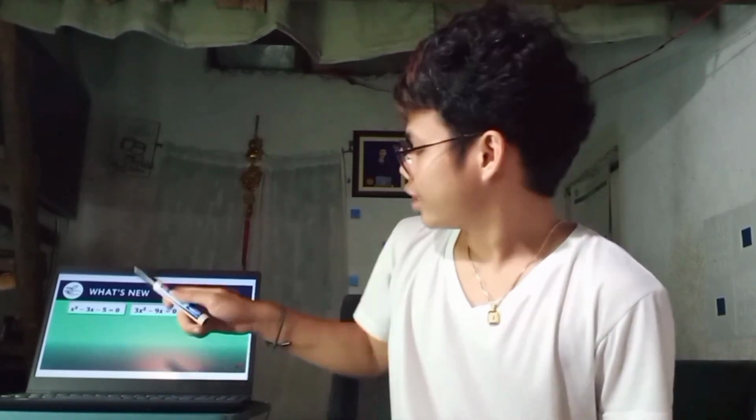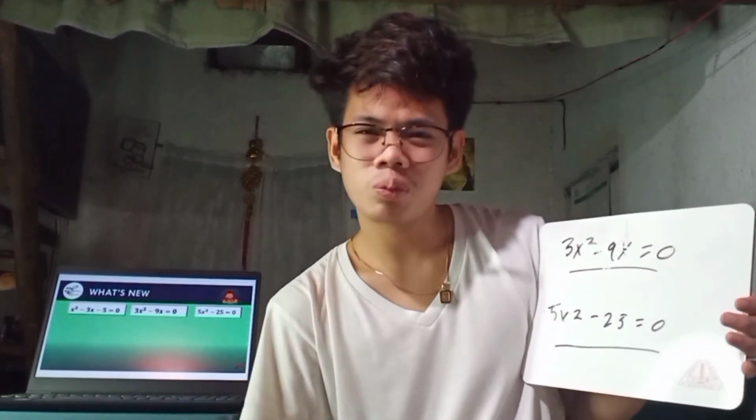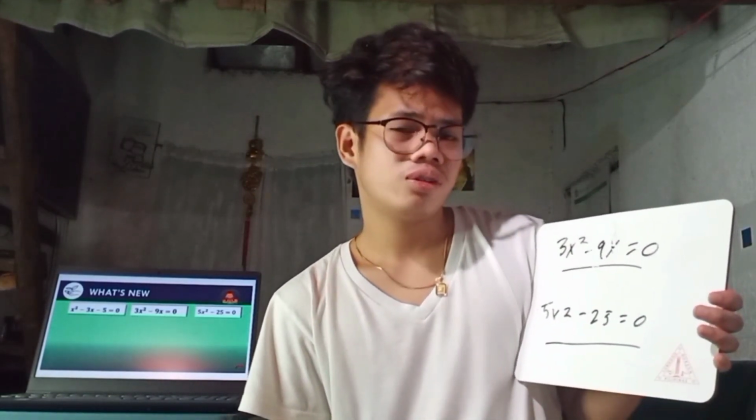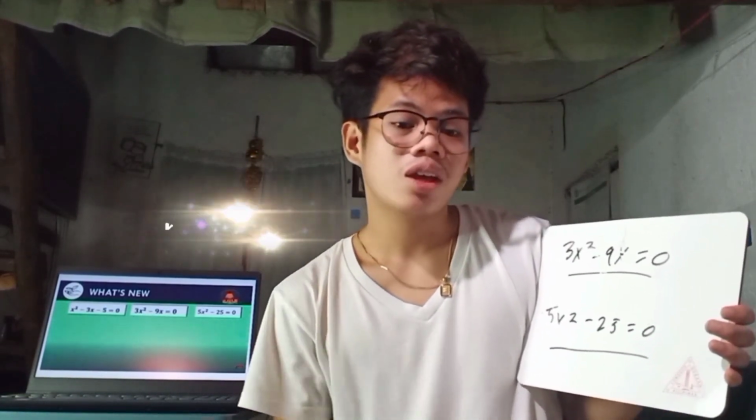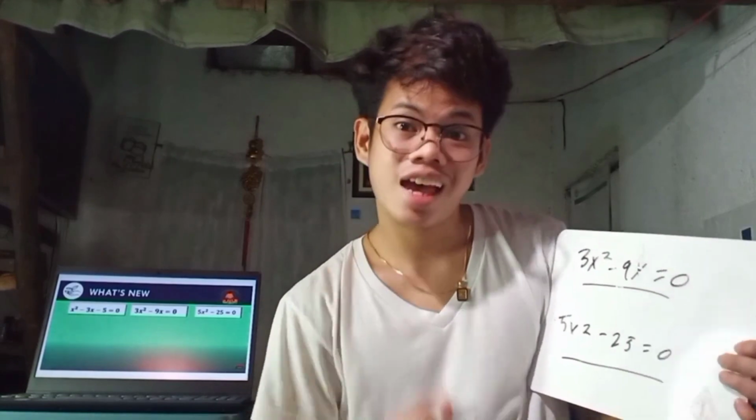As you can see, our second and third equations are incomplete. Do you think these equations are quadratic equations? Yes, that's right. Why? Because it's only paired with a quadratic term and a linear term or constant. Alright? So, since these equations are incomplete, how do we get their roots? Yes, that's right. By using the square root property and quotient rule. Alright? So, let's have an example.